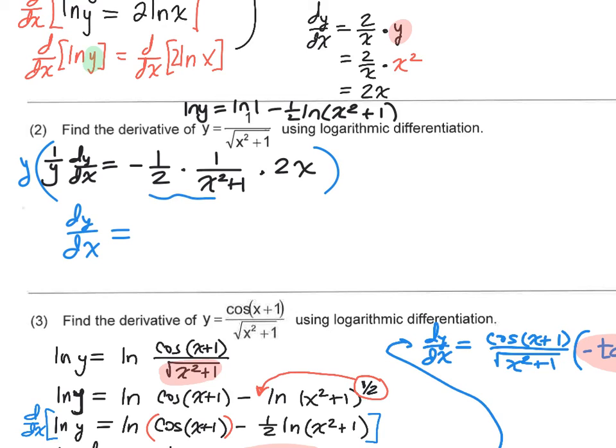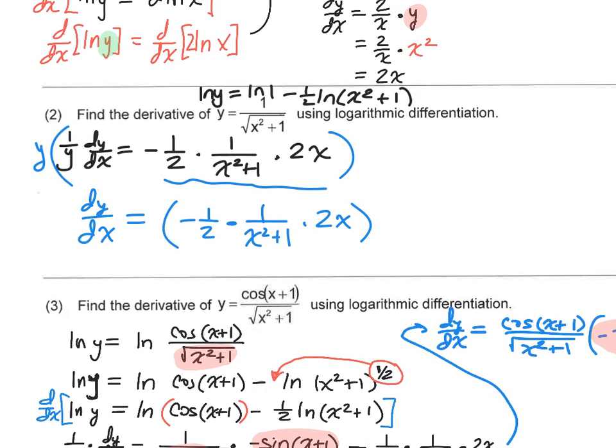So dy/dx equals all of this stuff here, which you could rewrite as is if you want, multiplied by whatever y is, and in this case, y is this, which is 1 over the square root of x squared plus 1.